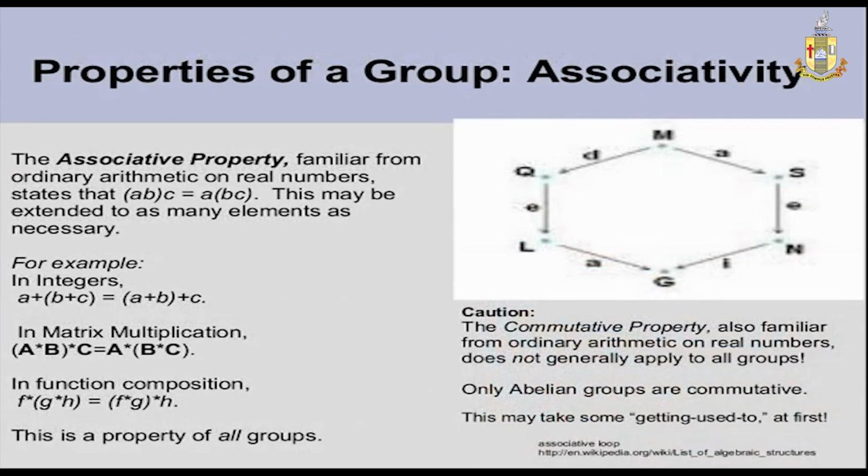Property of associativity. The associative property, familiar from ordinary arithmetic on real numbers, states that (A * B) * C is equal to A * (B * C). This may be extended to as many elements as necessary. For example, in integers, (A + B) + C is equal to A + (B + C). In matrix multiplication, (A * B) * C is equal to A * (B * C).